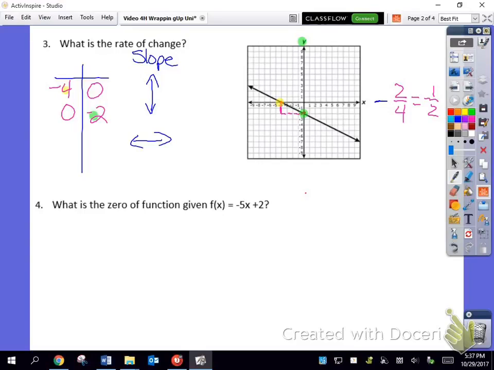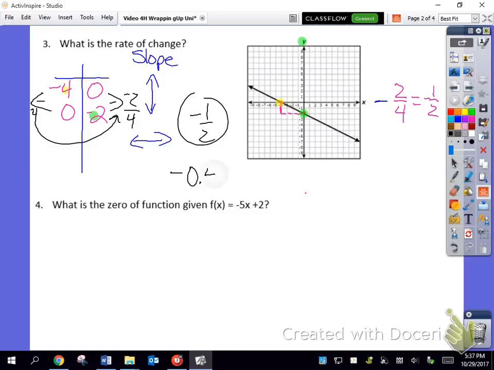Now I'm going to subtract. So 0 minus -4 is 4. -2 minus 0 is -2. Swing it over. -2 over 4 is indeed -1/2. If it is a bubble grid, you're going to need to change that to a decimal. So hit Control Enter and you get -0.5. If it's a bubble grid, you have to change it to a decimal.